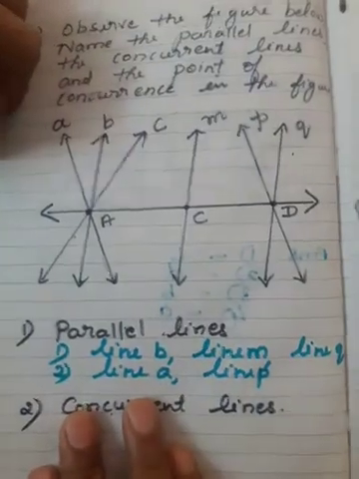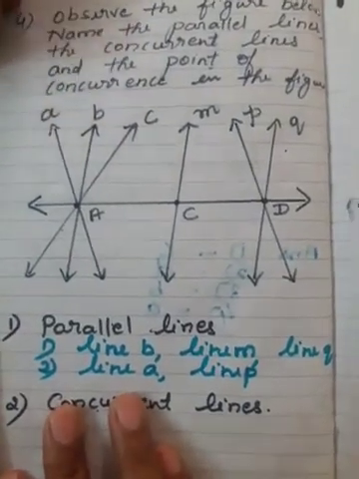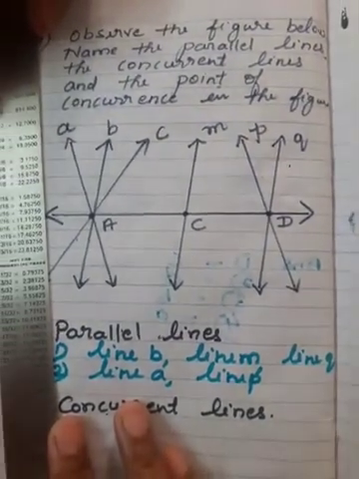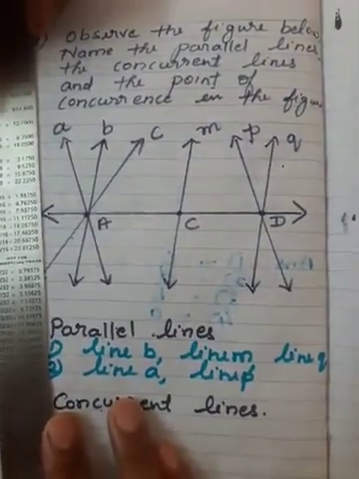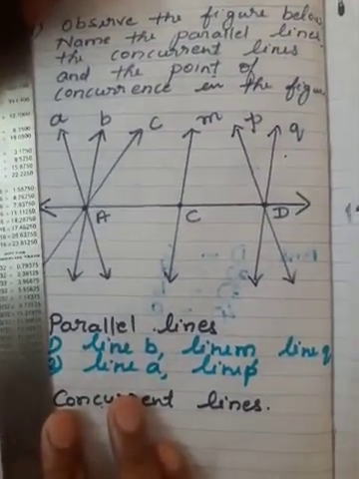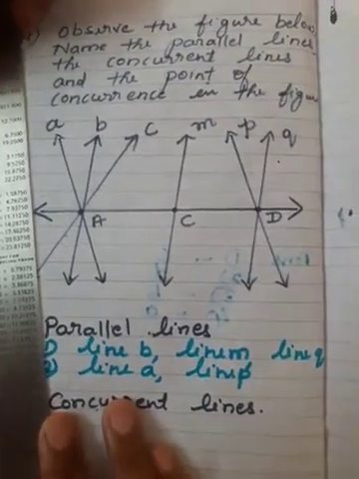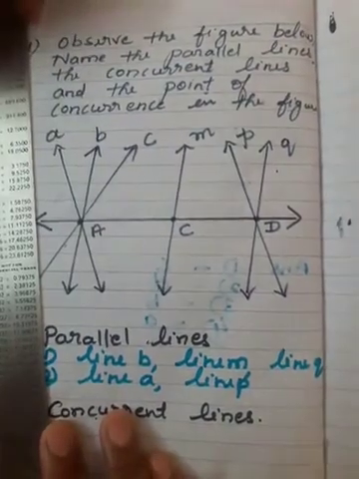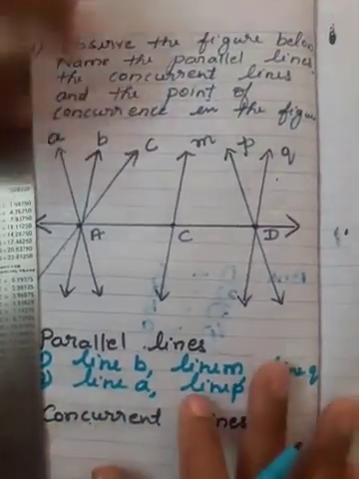Now next second question is name the concurrent lines and their point of concurrence. Concurrent lines means when three or more lines pass through the same point, then they are called concurrent lines. So what is the point of concurrence? The common point through which the lines pass. That point is called point of concurrence. Now look at the figure.